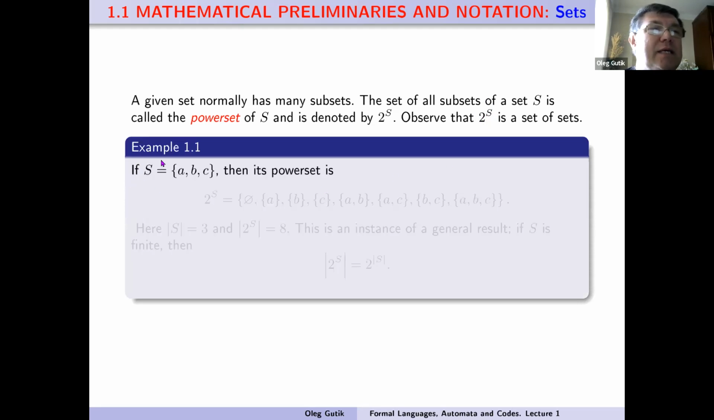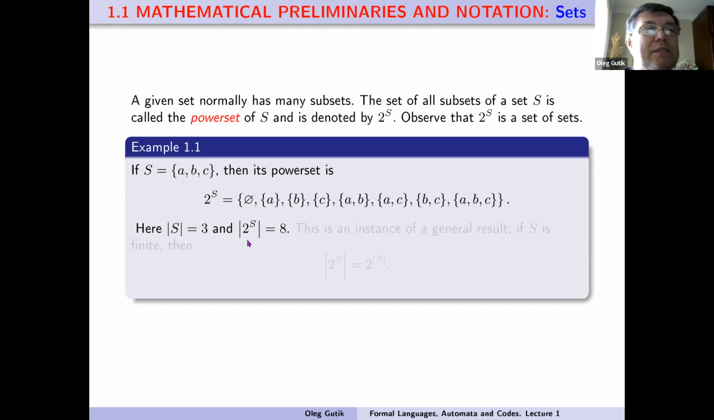Example: if the set S consists of a, b, and c, then its power set is the empty set, the subsets {a}, {b}, {c}, the subsets {a, b}, {a, c}, {b, c}, and the set S. Here, the cardinality, the size of S, is equal to 3, and the cardinality of the power set of S is equal to 8. This is an instance of a general result: if S is finite, then the cardinality of the power set of S is equal to 2 to the power of the cardinality of S.